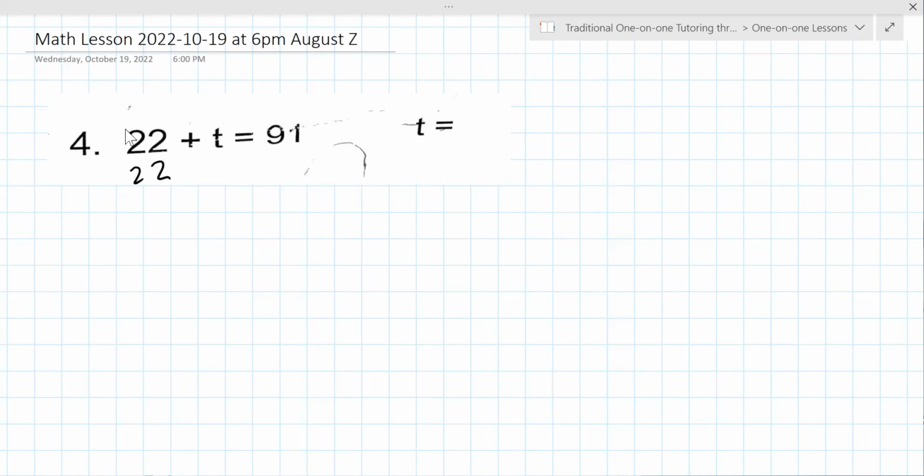Remember, it's positive 22 because nothing is written in front. Okay, and you always work on the side with the variable, so you undo it with subtraction. Now you will get to some problems where there will be a negative in front of the 22. We didn't do any of those the other day, but it was coming.